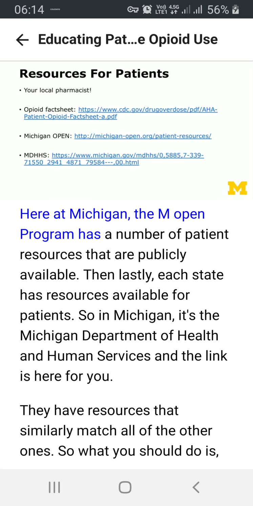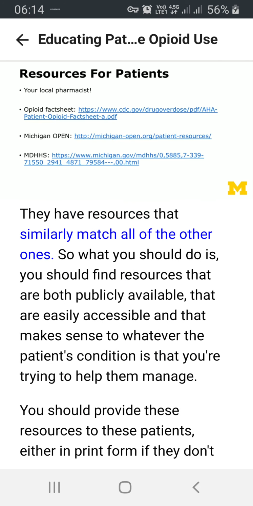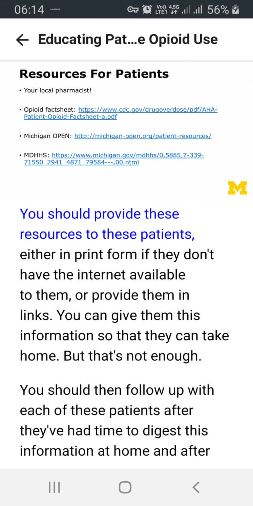Here at Michigan, the M-Open program has a number of patient resources that are publicly available. And then lastly, each state has resources available for patients. So in Michigan, it's the Michigan Department of Health and Human Services, and the link is here for you. They have resources that similarly match all of the other ones. So what you should do is find resources that are both publicly available, that are easily accessible, and that make sense to whatever the patient's condition is that you're trying to help them manage. You should provide these resources to these patients, either in print form if they don't have the internet available to them, or provide them in links.